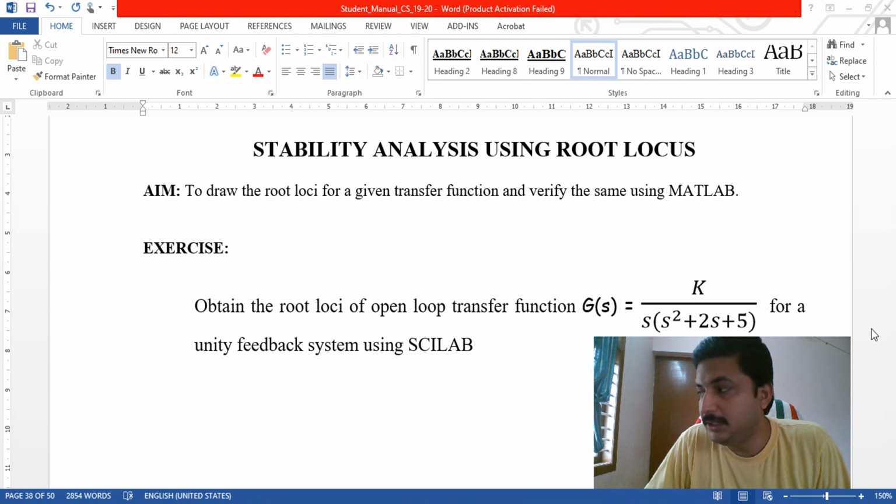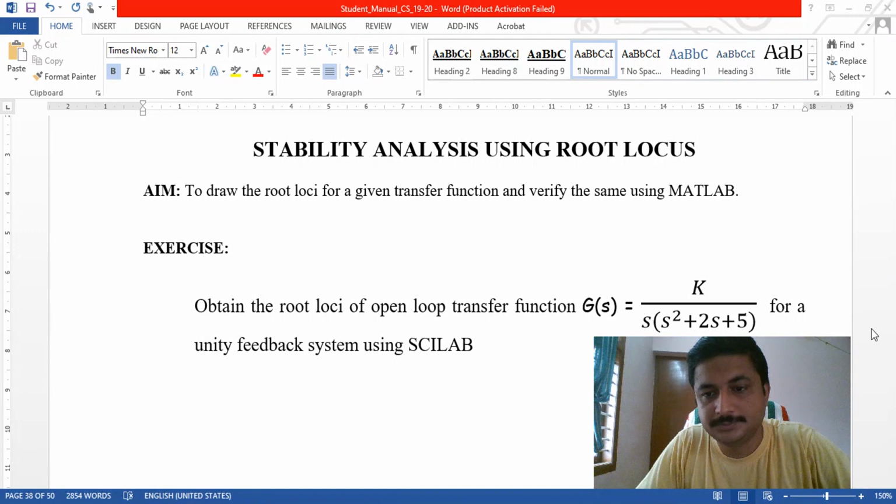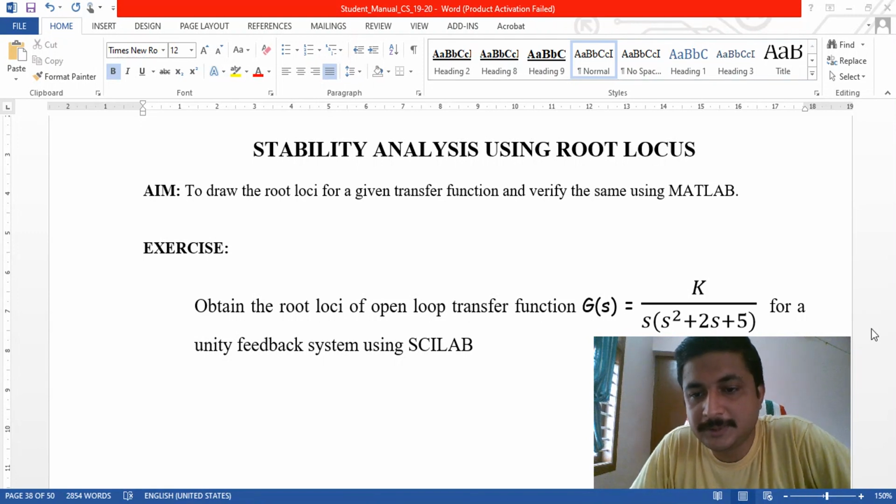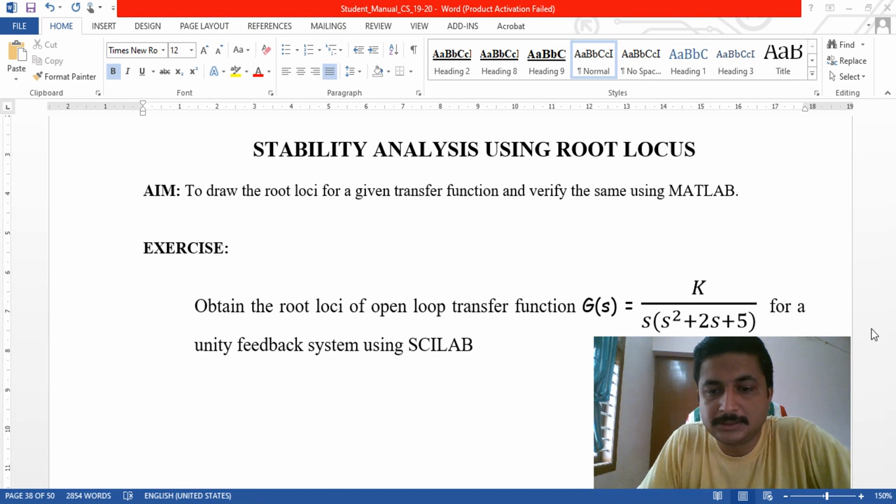I will not be taking care of the theoretical aspects. The theoretical calculation required to understand the K value, centroid, angle of asymptotes, number of asymptotes, all such theoretical aspects I will not be explaining in this video. So my main intention is to make you understand how to use Scilab to get a root locus plot for stability analysis. Okay, so let us go to Scilab.